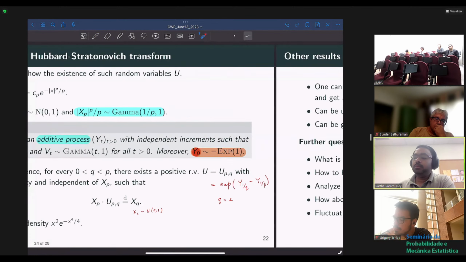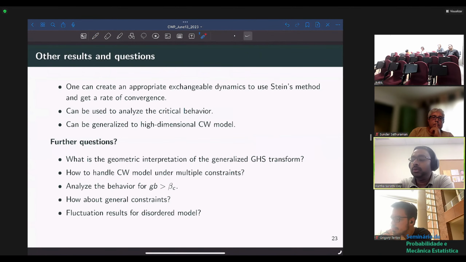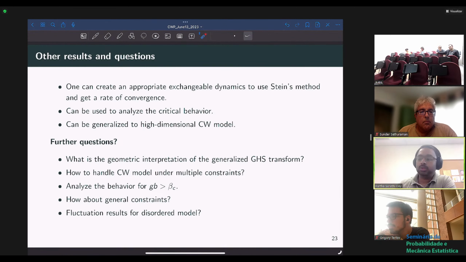Now, there are other results one can obtain. Here I just focused on the generalized Hubbard-Stratonovich transformation, but a similar thing can also be used to create an exchangeable dynamics to use Stein's method. The main idea is, instead of working on the surface of the sphere, go to the R^n case, do some change there, and then project it back and show that it is indeed an exchangeable dynamics satisfying conditional mean being linear, and then use that to prove a Gaussian result and rate of convergence.